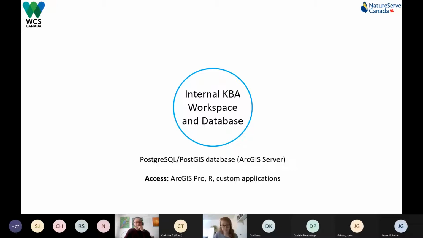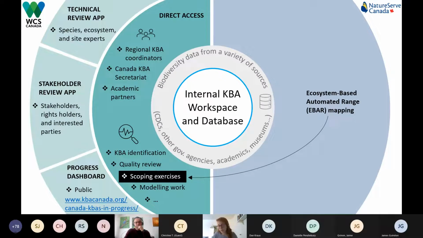and custom applications. Within this database, there is really a wealth of biodiversity data that comes from a variety of sources. I won't go into too much detail here because I know Christine will explain a little bit more later about how the data was gathered, exactly what it includes. But for now, I just want to mention that there's a lot of data from different Canadian CDCs, conservation data centers, other government agencies, academic sources, museums, etc. And so different members of the coalition, different users have different levels of access to this data depending on their use cases, and also depending on the level of training they've done for handling sensitive data.